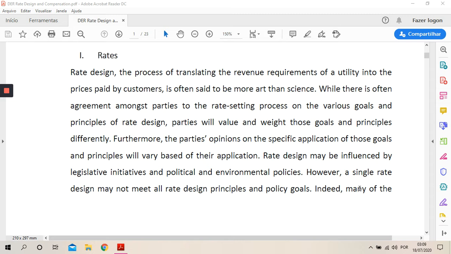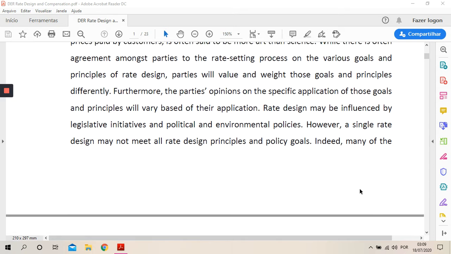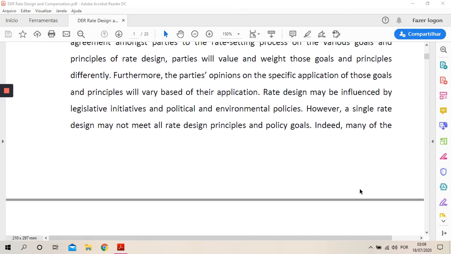While there is often agreement amongst parties to the rate setting process on the various goals and principles of the rate design, parties will value and weight those goals and principles differently. Furthermore, the parties' opinions on the specific application of those goals and principles will vary based on their application.